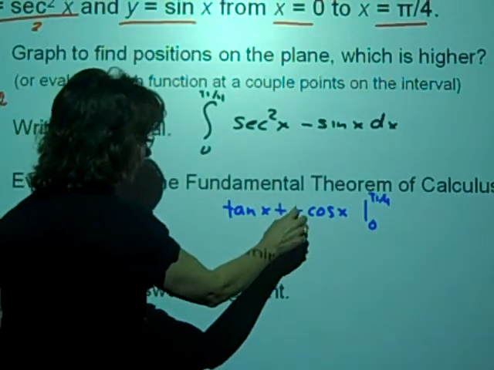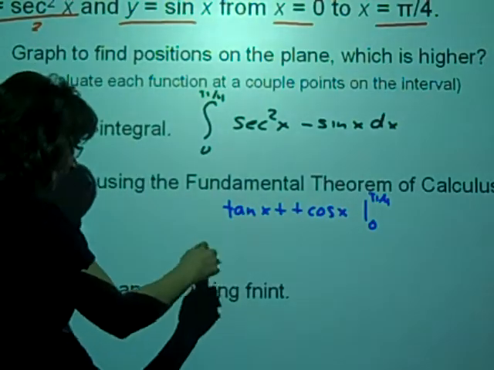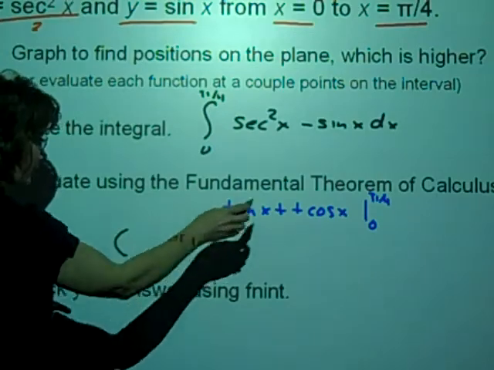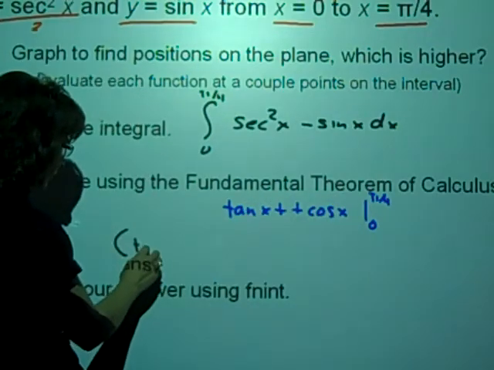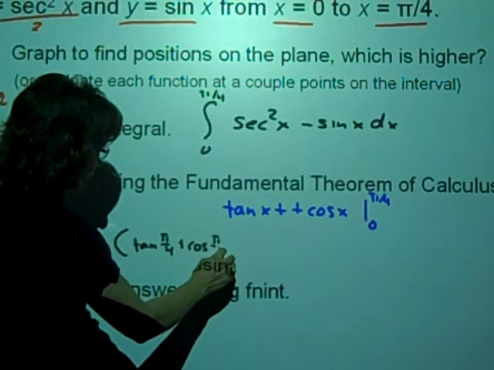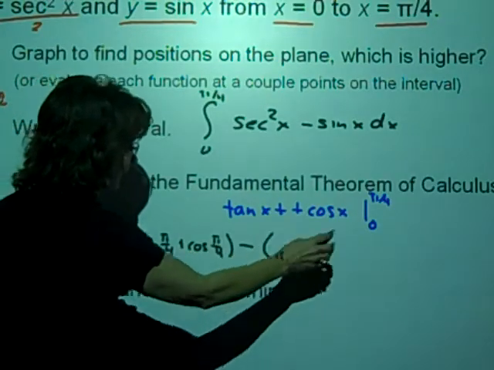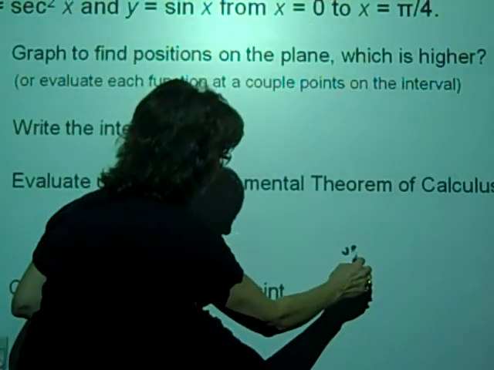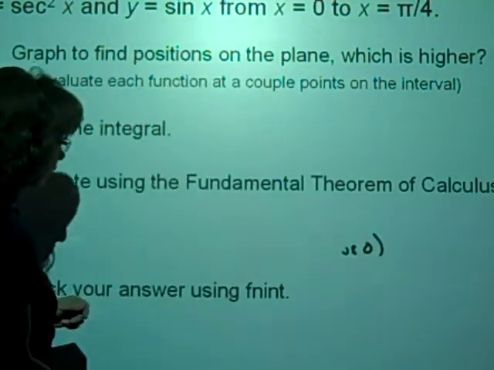Well, minus and negative is plus. And I can evaluate this quite easily now by using the pi over 4 first, the tangent of pi over 4 plus the cosine of pi over 4, minus, and now I'm going to use the 0, the tangent of 0 plus the cosine of 0. And I hope that's going to come back.